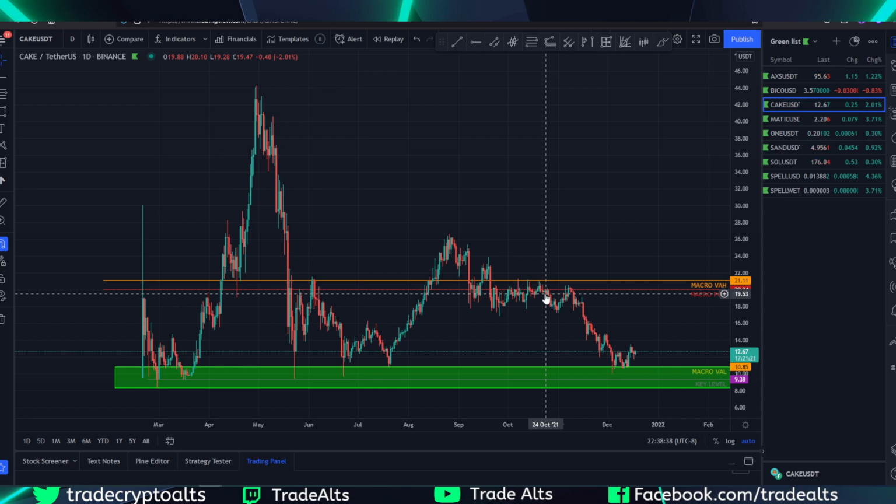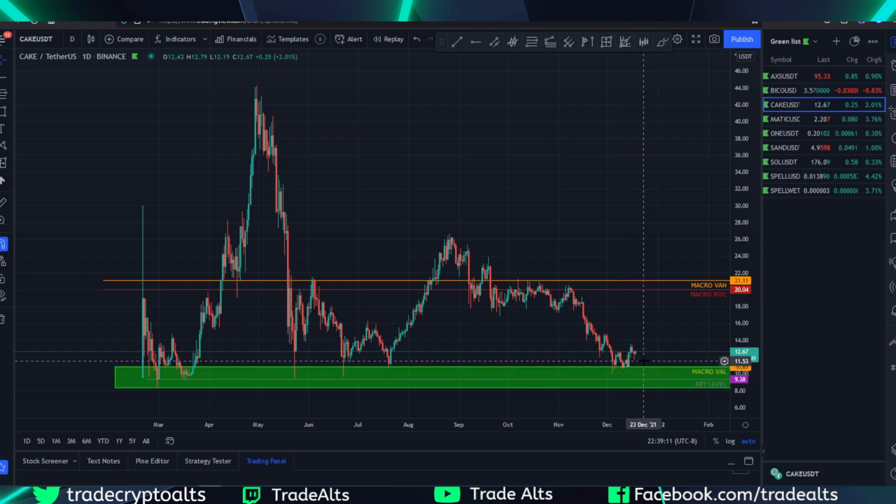Let me think if I missed anything. So I went over the levels, and kind of what I use them for. Confluence is really important. It doesn't matter what indicator I'm talking about, what level I'm talking about, confluence will always be important. And the more confluence you have at a specific level, the stronger that level is, and the better trade that is probably going to be.